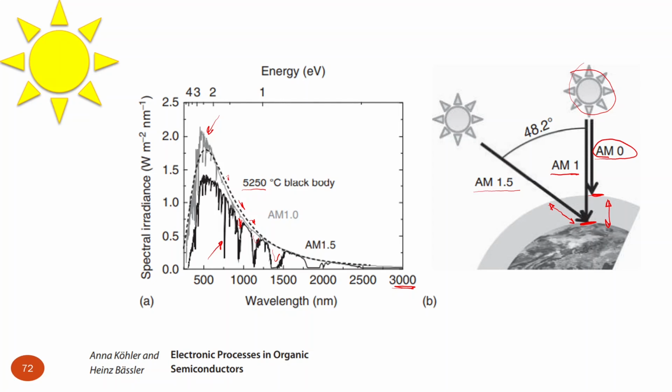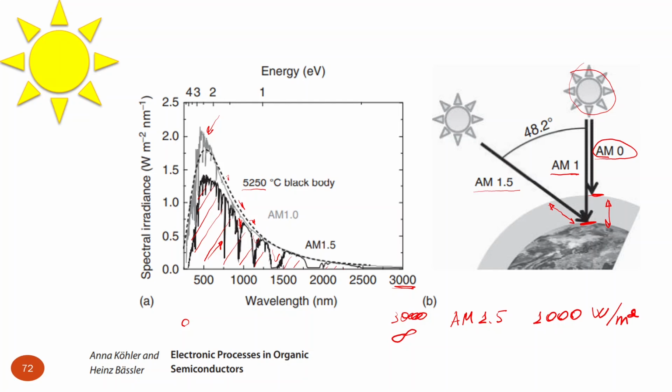If we integrate this, we can integrate over all the wavelengths. We can consider from 0 to, let's say, 3000, or even infinity, it doesn't matter, because you see it just vanishes here at long wavelengths. So when we integrate this, we will get the total intensity of sunlight, and for AM1.5 that is considered to be 1000 watts per meter squared.